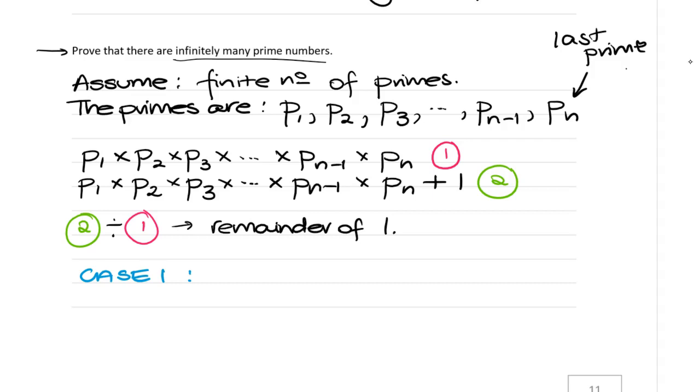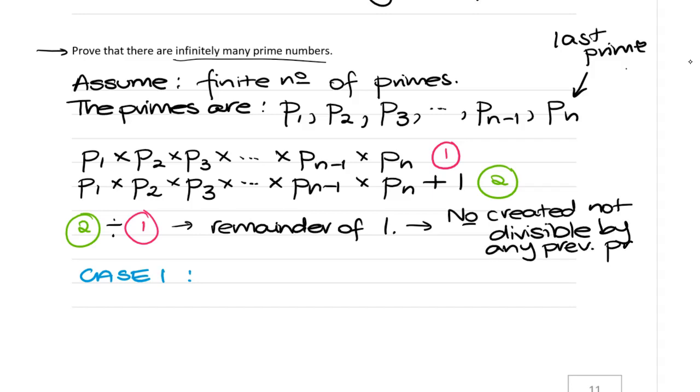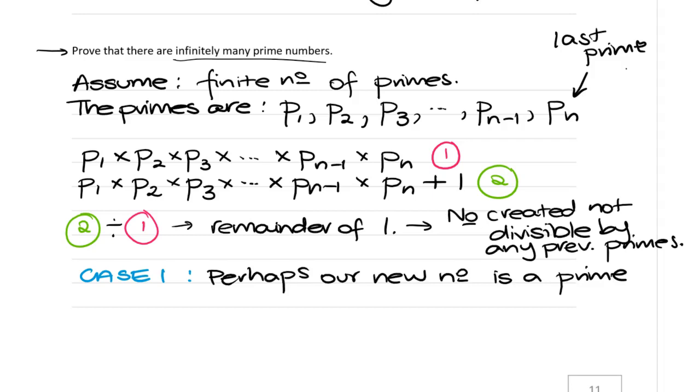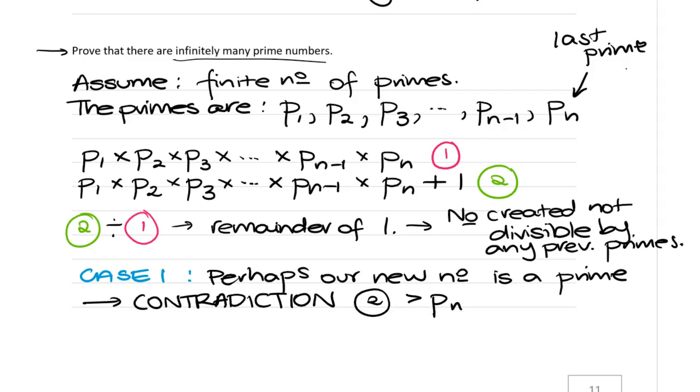So that's true of either of our cases. So let's write that just up here. Number created not divisible by any previous primes. So, case number 1, that would mean that perhaps our number is a prime. If our new number is a prime, that's a problem, because our new number that we've created by multiplying all of these primes together and then adding 1 has to be bigger than Pn. But we said Pn was our biggest and last prime. So that is a contradiction. Because our number, and that was 2, so 2 is greater than Pn. That's the contradiction we've got here.